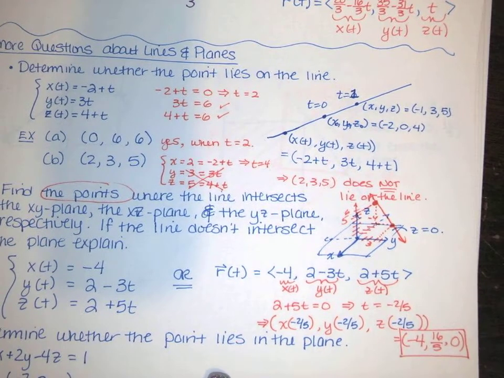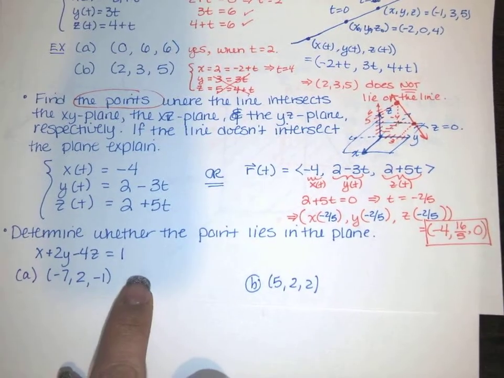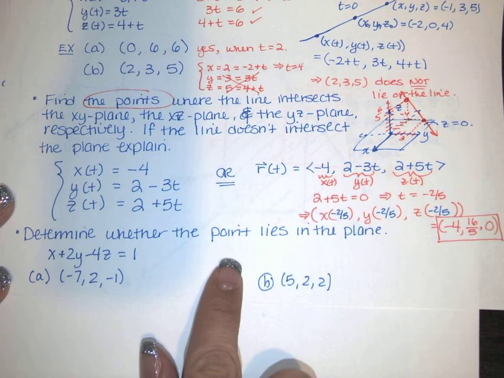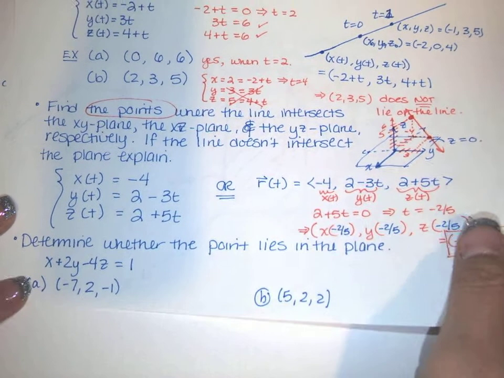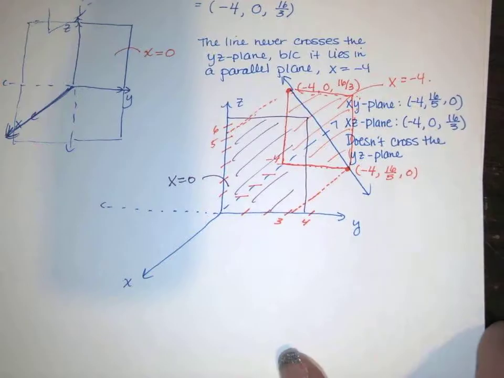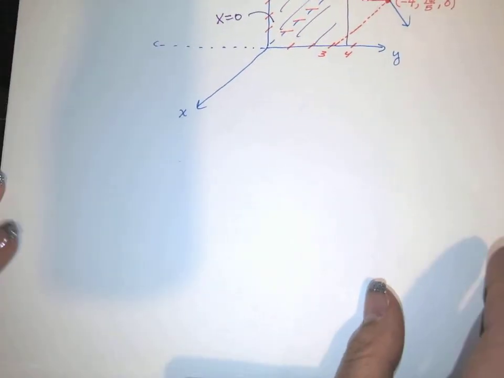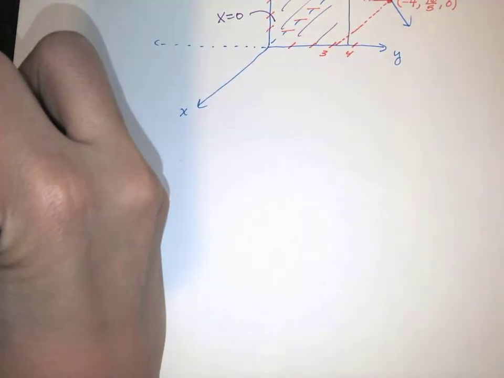Okay. So now let's do 2 more. We want to determine whether a point lies in a plane, and then determine whether a line lies in a plane. That's a fun one. Okay, so actually determining whether a point lies in a plane is very easy.